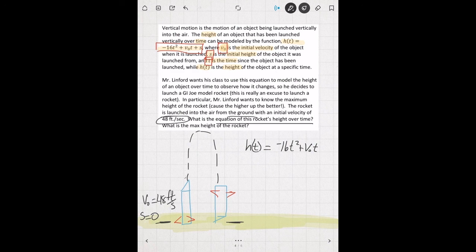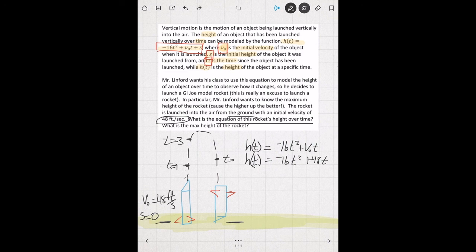So I know that my function, h of t, is going to be negative 16 t squared plus 48 times t. I don't need to know what t is because that's just my variable, right? And h of t is the height. So the variable time is going to affect the height. Because let's say after 1 second, we might be at this spot. And after 3 seconds, we might be here. But after 7 seconds, we might be here, etc.